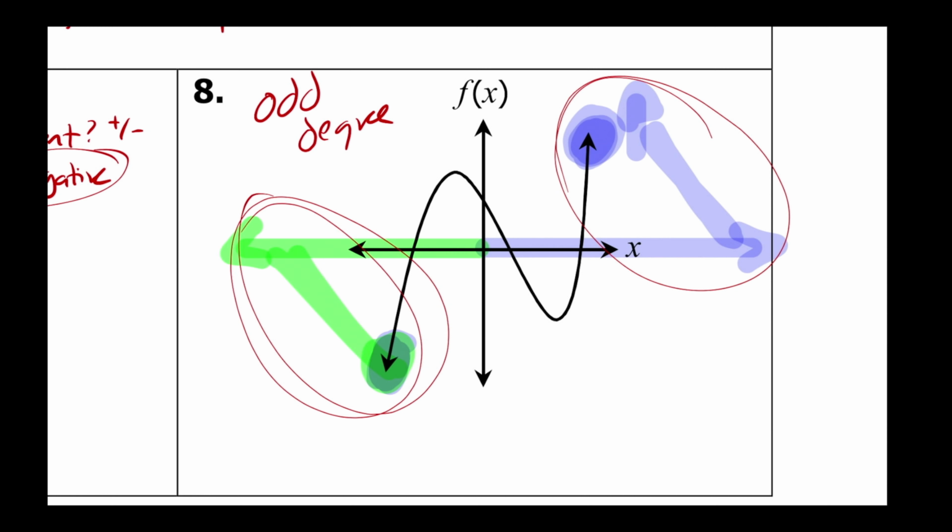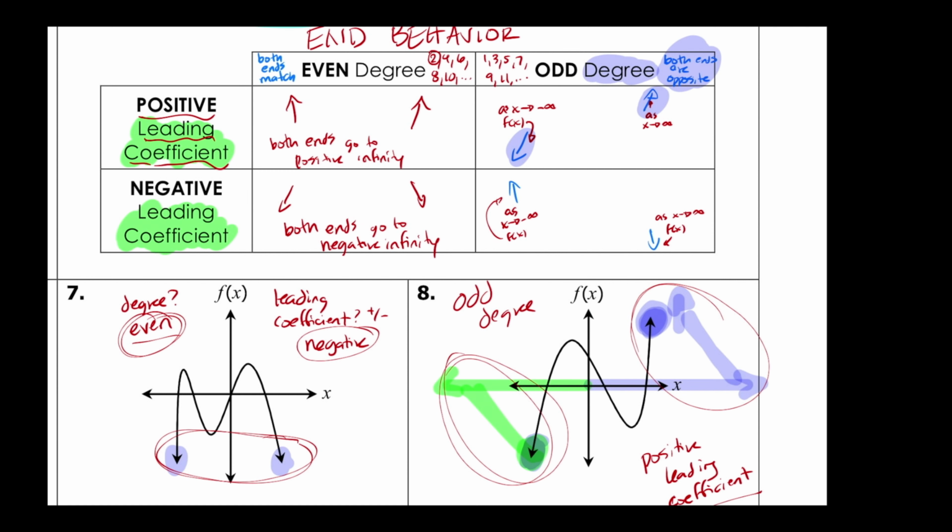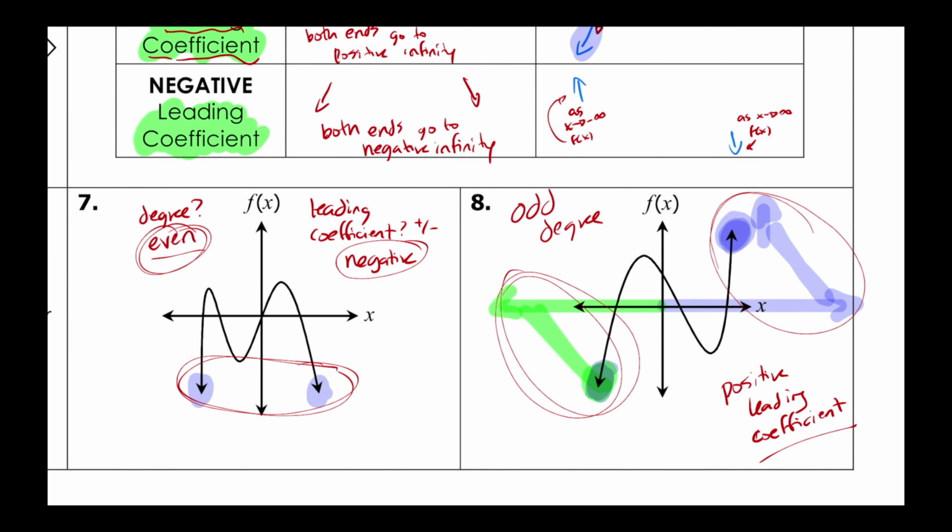then we have a positive leading coefficient. Right, and we can just look up here and see that that's happening right here. We have negative infinity to the left, positive infinity to the right. So we just match it to the chart. Okay, so use the chart. If I'm asking you to tell me what's going on with these graphs, the degree and the coefficients, you can match it to the chart.